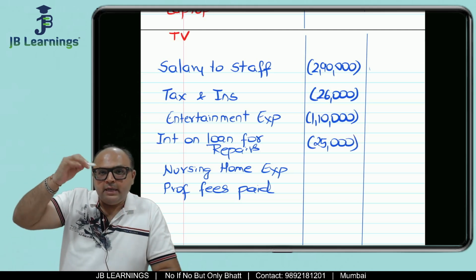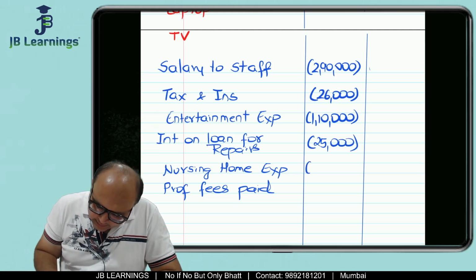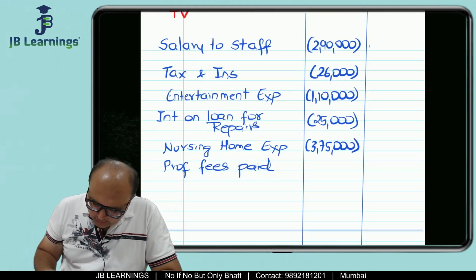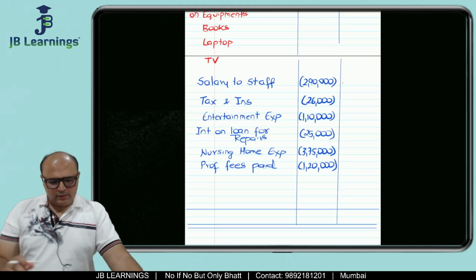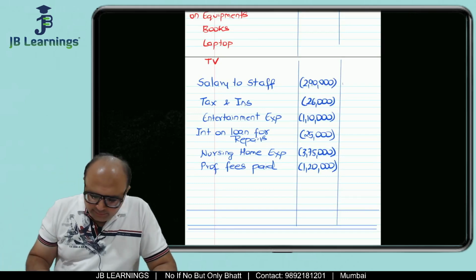So if you remember, in the direct method we are writing only tick items. Then nursing home expenses, 375 is allowed. Then professional fees, 120 is allowed. Correct. So this is everything related to your business expenses.